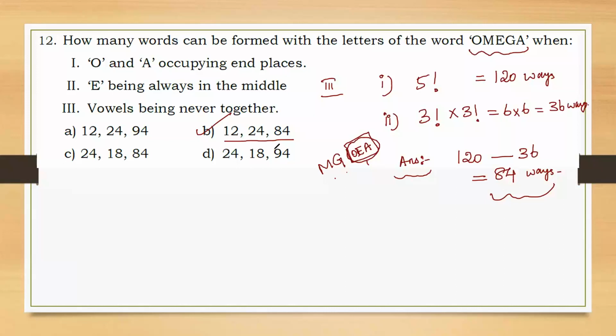Any doubt? If you have a question like this, never together, then find the overall number of ways, then subtract the together ways, and we'll get the value. Any doubt after question number 12?